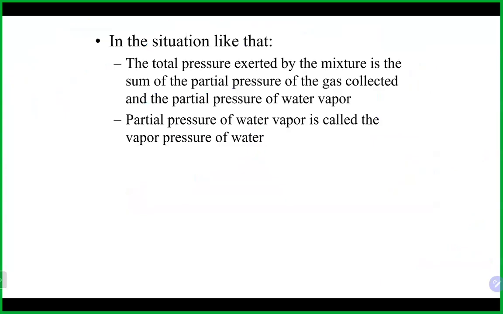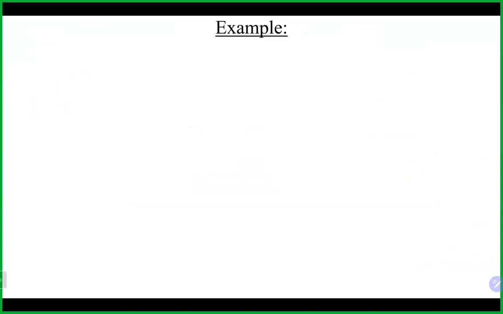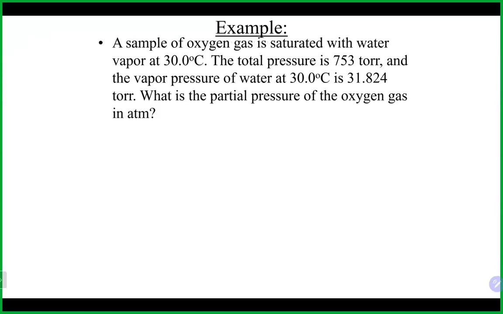So as I mentioned, that vapor pressure of water is typically a value you could look up in a table, usually in the chapter on gases. There's usually a little vapor pressure of water table in that chapter. So let's take a look at a problem here together. A sample of oxygen gas is saturated with water vapor at 30 degrees Celsius. The total pressure is 753 torr. The vapor pressure of water at 30 degrees is 31.824. What is the partial pressure of oxygen in atmospheres?